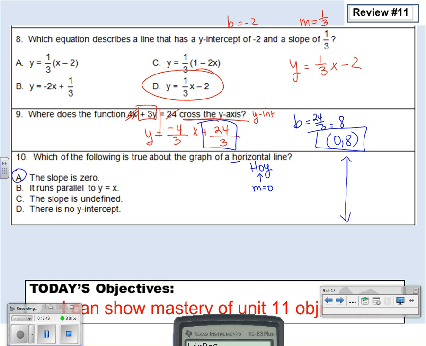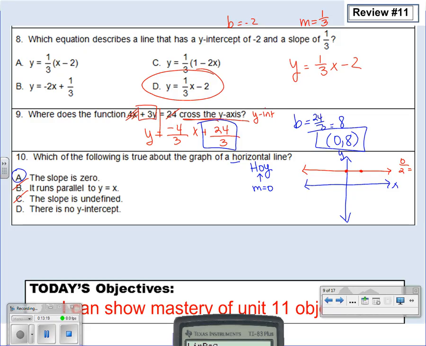So here's our y-axis, our x-axis. Horizontal line goes like the horizon, left to right. Notice it only crosses the y-axis, and then it does have a slope of 0. If I do rise over run, it doesn't go up any, but I can go over any kind of number, and 0 divided by 2 is 0. So it doesn't run parallel to x equals y. It is not undefined because I do have a slope, and it does have a y-intercept because it is crossing the y-axis. So A is our correct answer.